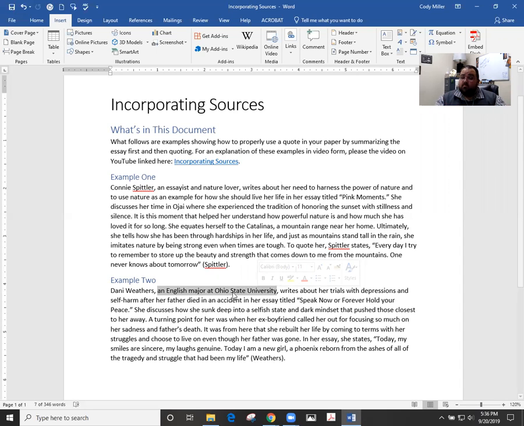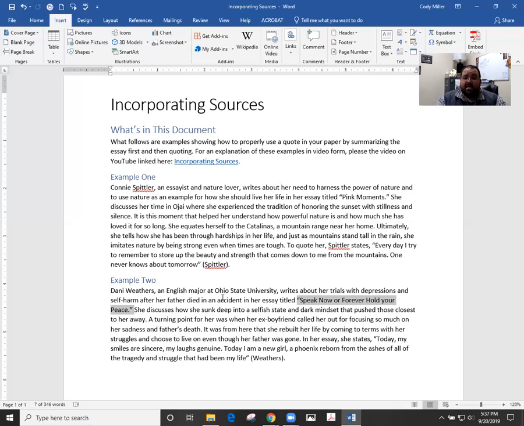Then we also need to make sure that we are giving the title. So each one of these has a title. For Connie Spitler, it's Pink Moments. And then for our Danny Weathers essay, it is Speak Now or Forever Hold Your Peace. You'll notice that the rest of the text within these summaries are largely saying what the main focus, the main ideas, the things that the reader needs to understand can take from those essays, right? And this appears in summary format, a couple sentences about those, and then it goes right into a quote.